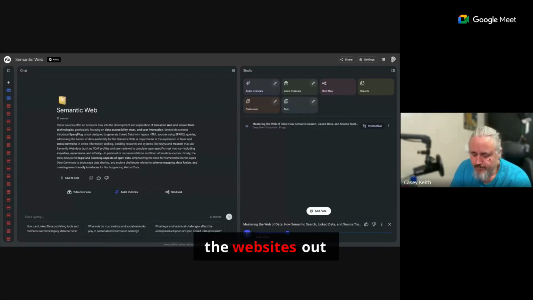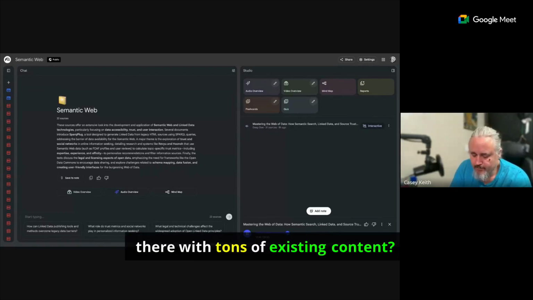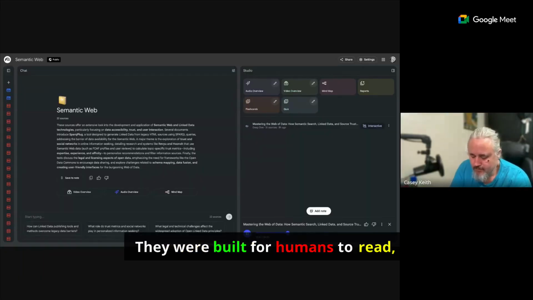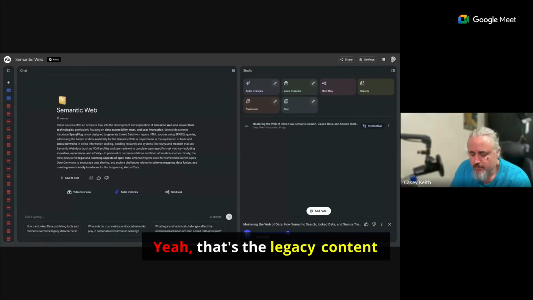What about all the websites out there with tons of existing content? You know, the old HTML pages, product tables, blog posts. They were built for humans to read, not for machines to understand. Yeah, that's the legacy content problem. And it's a genuine headache for any established business with a significant web presence. How do you bring all that valuable but unstructured information into this new world of data?